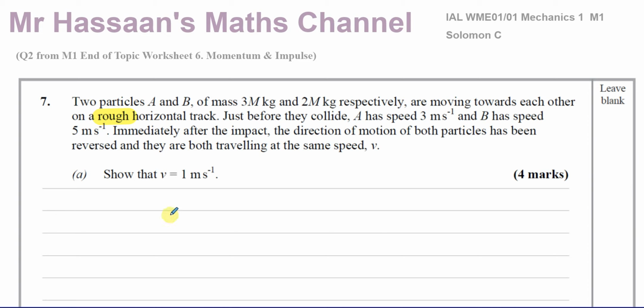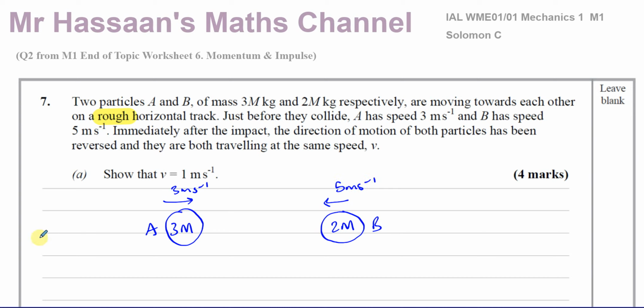Okay, so we have these two particles which just before they collide are particle A and particle B. Particle A has a mass of 3m kilograms and particle B has a mass of 2m kilograms. They are traveling towards each other. So according to my diagram, A is moving to the right and B is moving to the left. You could have drawn them the other way around. It shouldn't affect anything in the question in the end.